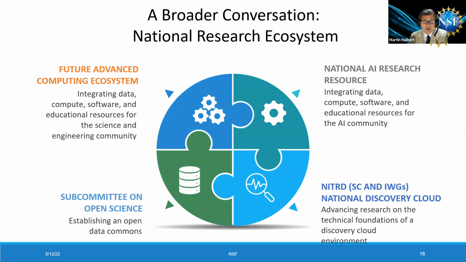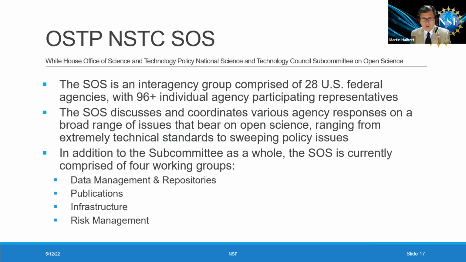A final thing that I wanted to move to now is to discuss the interagency coordination activities that are taking place in this very interesting group called the Subcommittee on Open Science. So this group has a rather long acronymic title that I'll unpack. It's the White House Office of Science and Technology Policy, which convenes the National Science and Technology Council, which in turn convenes the Subcommittee on Open Science, this house-that-Jack-built acronym.